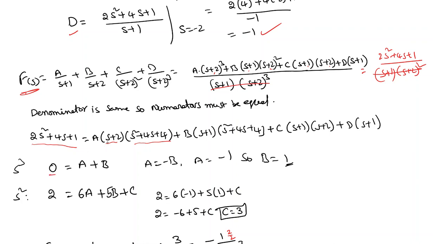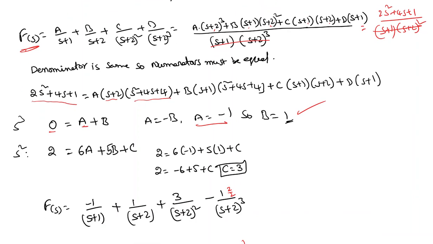Now, if you equate the s³ term, here I don't have s³, so it's 0. Here I have a s³, so a, and b has s³, c doesn't have, d doesn't have. So a + b equals 0, a equals minus b. We already know a equals minus 1, so b equals 1.